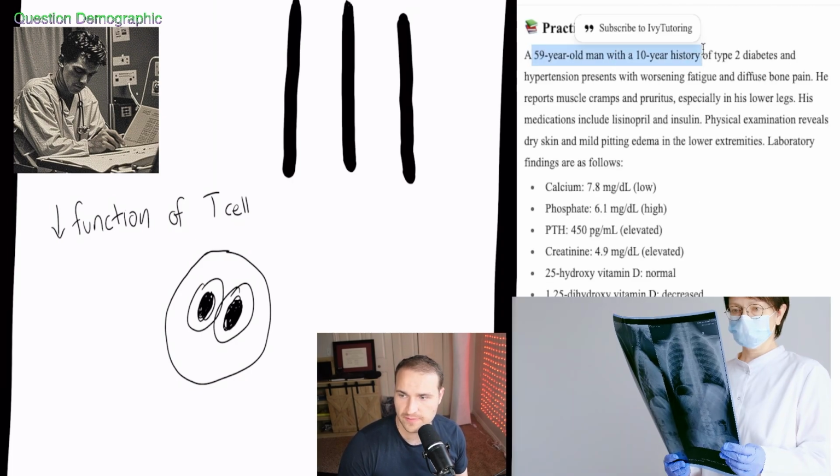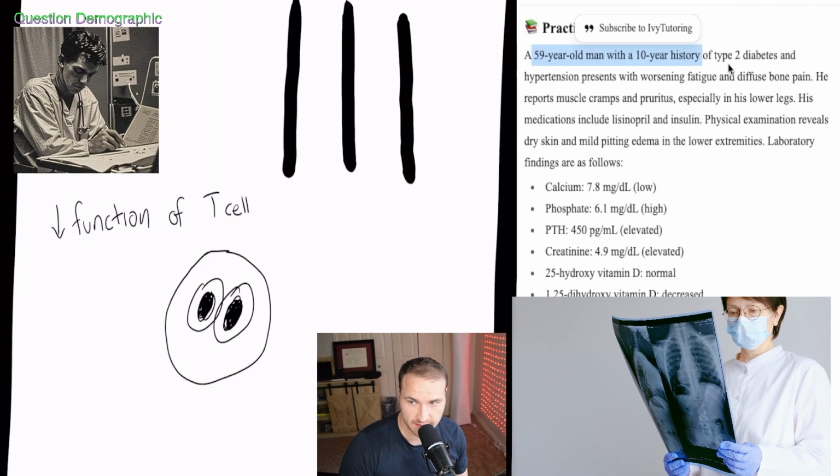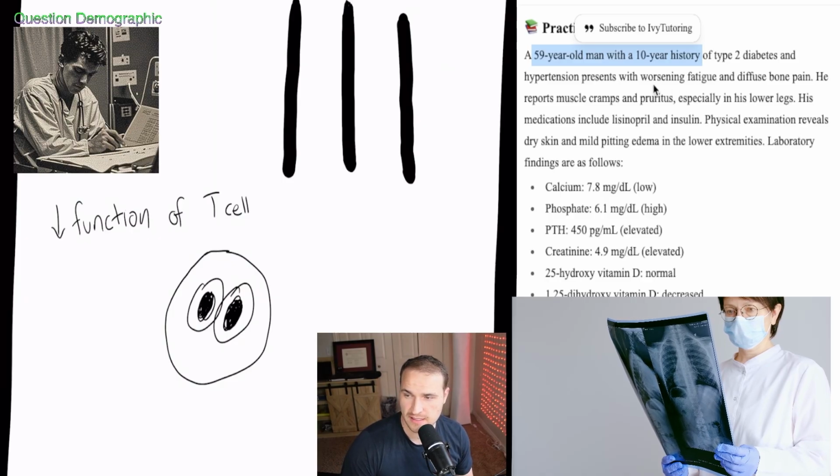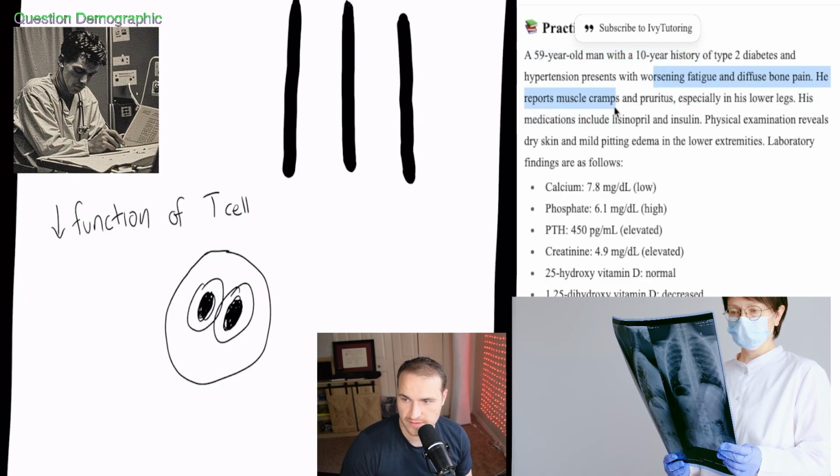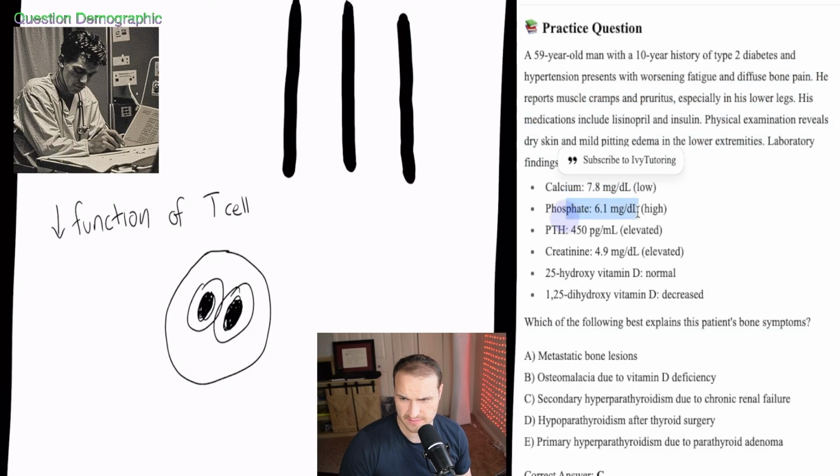A 59-year-old man with a 10-year history of type 2 diabetes and hypertension presents with worsening fatigue and diffuse bone pain. He reports muscle cramps and pruritus on his lower legs. He's taken lisinopril and insulin. Lab values show low calcium and high phosphate.